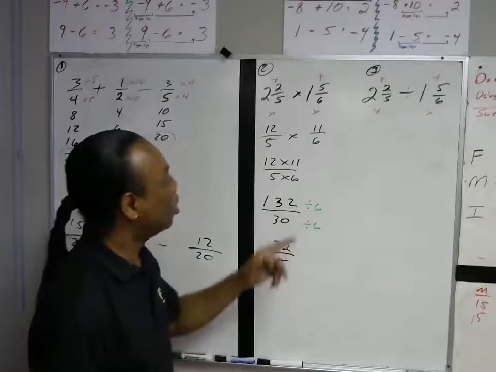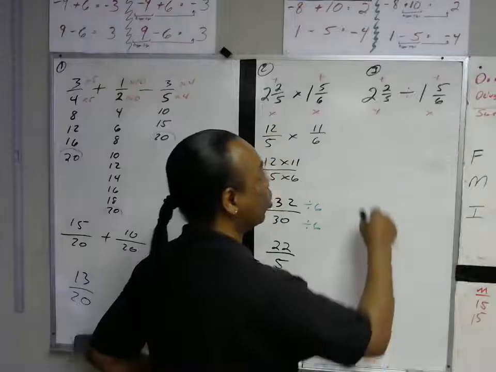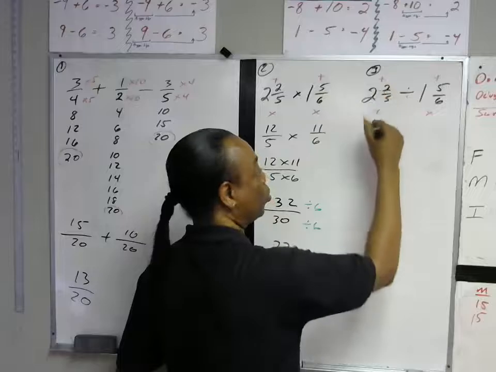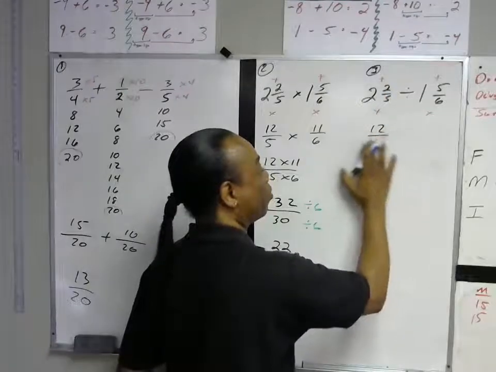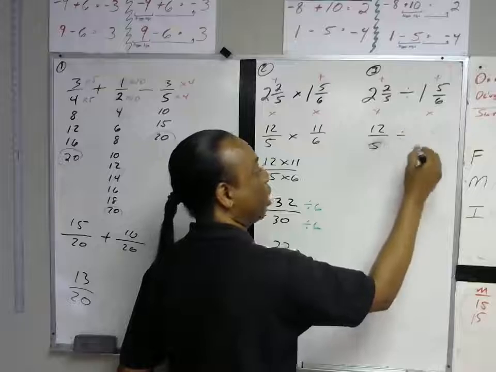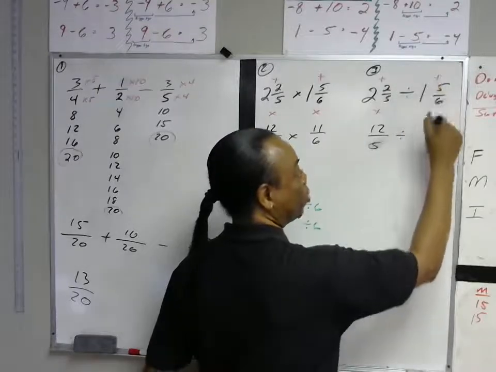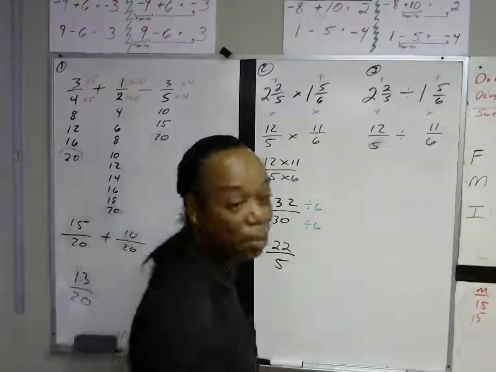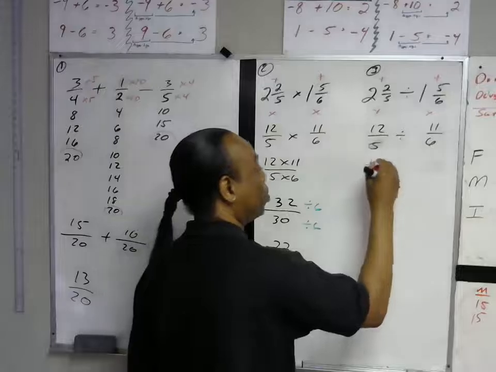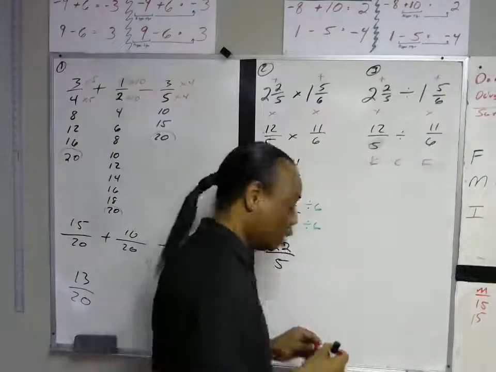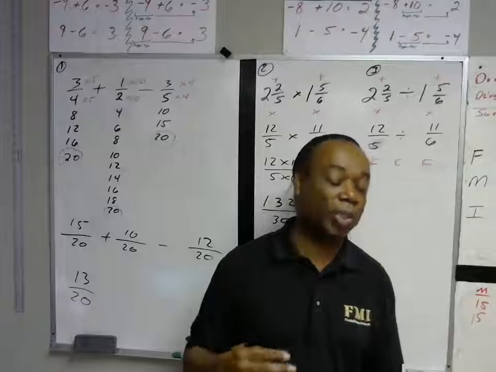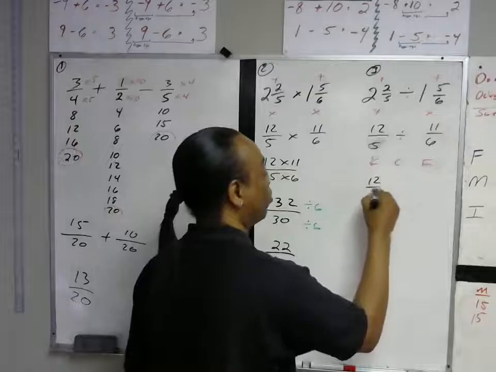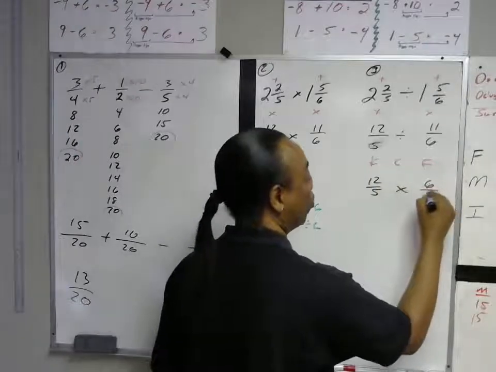Okay. Number 3. I'm going to turn these mixed fractions into improper fractions. So 5 times 2 is 10, plus 2 more is 12 over 5. Divided by 6 times 1 is 6, plus 5 more is 11. That's over 6. Now we're going to do the keep, change, and flip. This will allow us to change the division into multiplication, and once we get to multiplication, then we use all multiplication rules. So keep 12 over 5, make this multiplication, and make this 6 over 11.